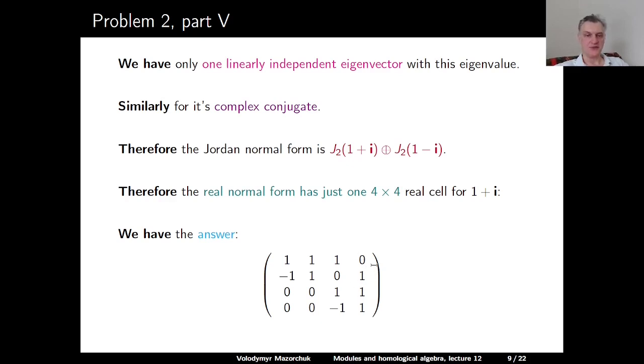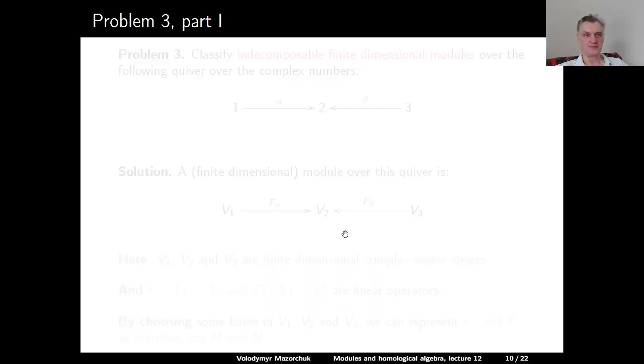So the answer is the following matrix: 1, 1, 1, 0, minus 1, 1, 0, 1, 0, 0, 1, 1, 0, 0, minus 1, 1. This is the real normal form of the original matrix.